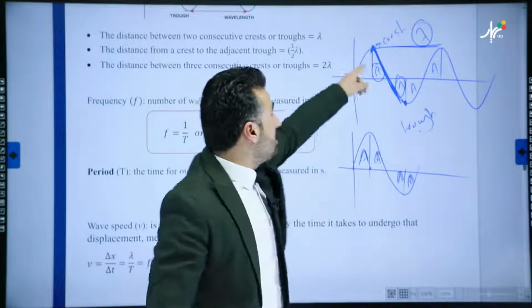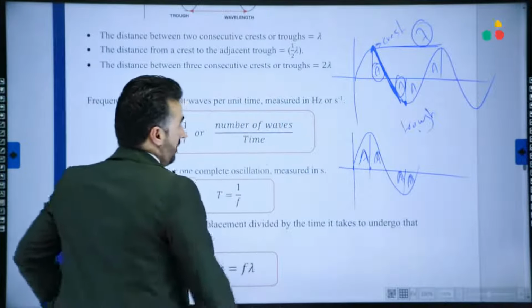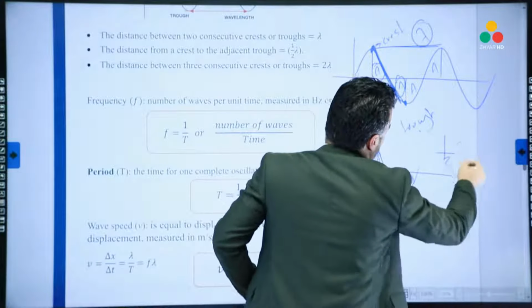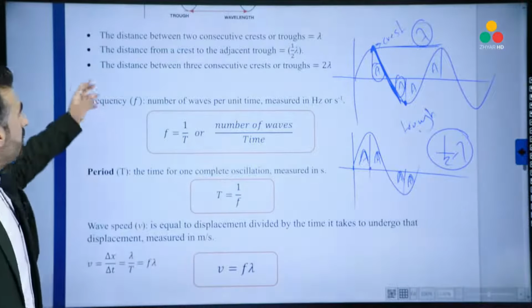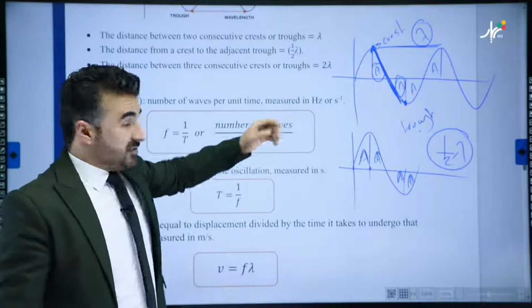So in this case, we can say the distance between this point and this will be half a wavelength, okay? So from this crest to the trough, let's say it is only half the amplitude. Okay, and then we did talk about, by the way, the distance between 3 consecutive troughs or crests.